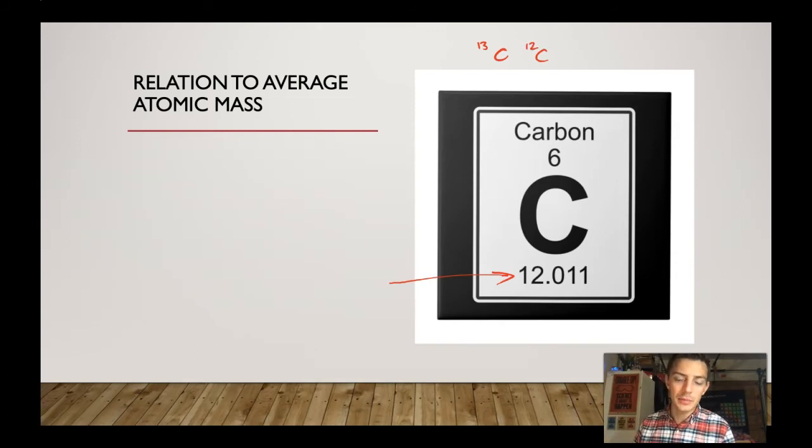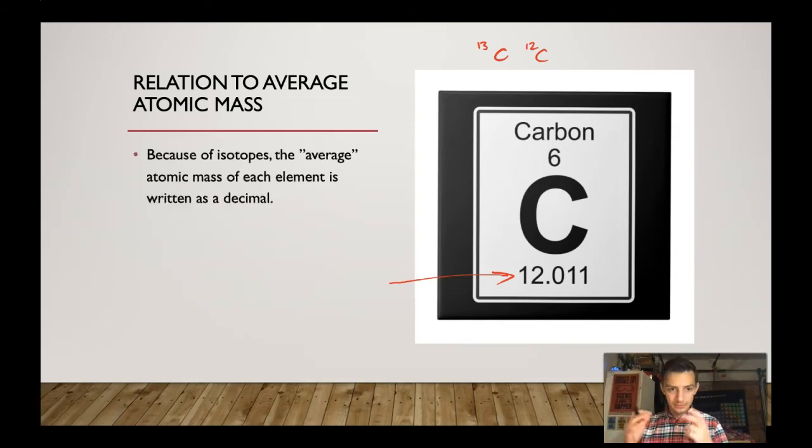Like, why is that number a decimal? Well, first off, because of those isotopes, what we call the average atomic mass, and you'll see that written often. They call this number average atomic mass. It has to be written as a decimal because it's an average.